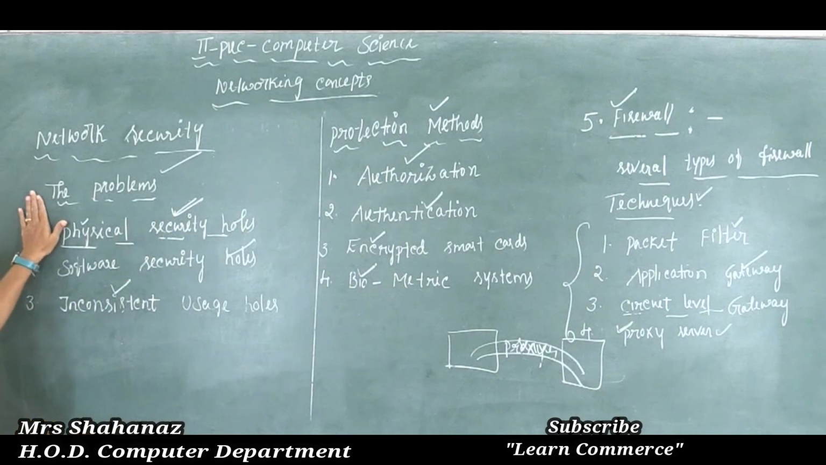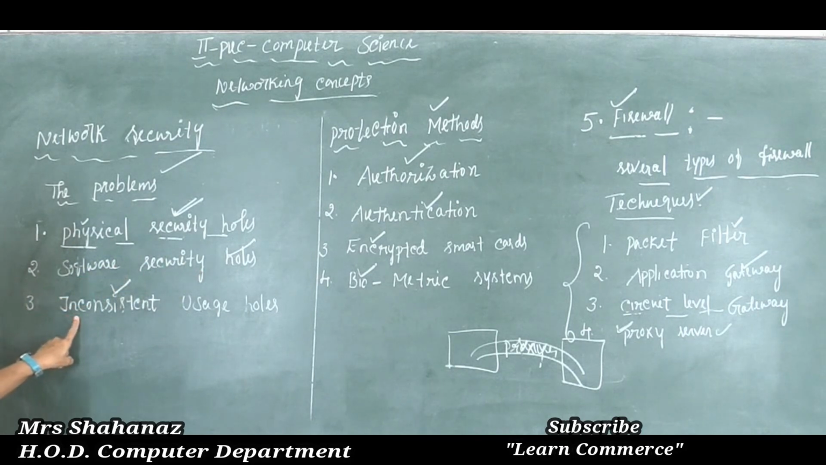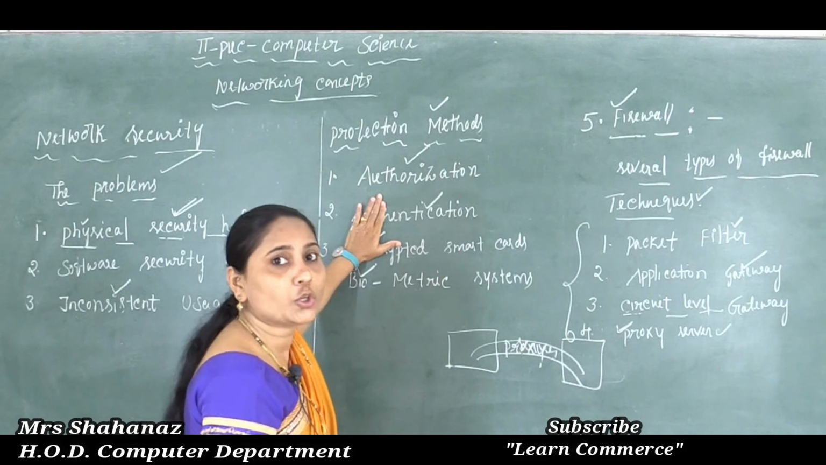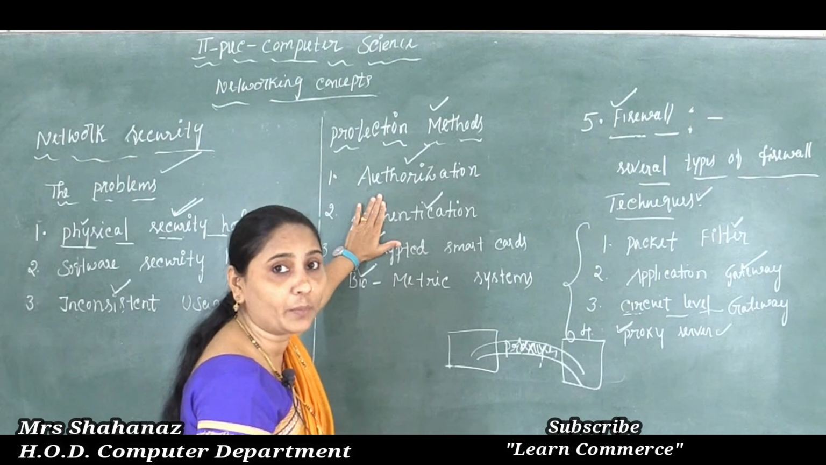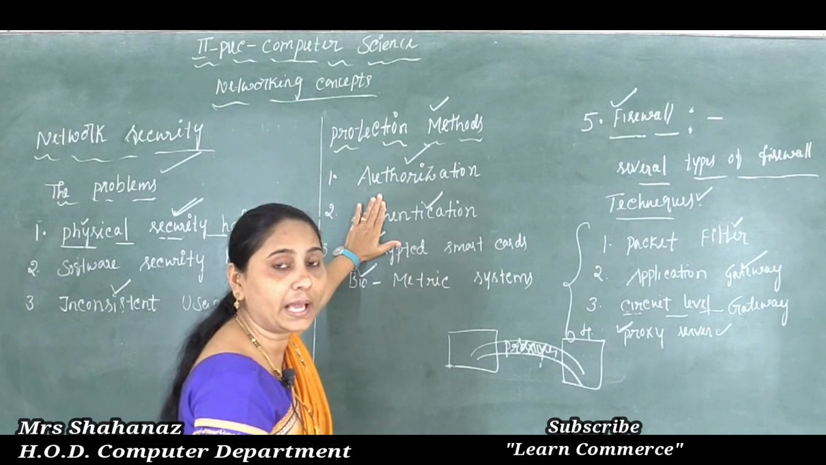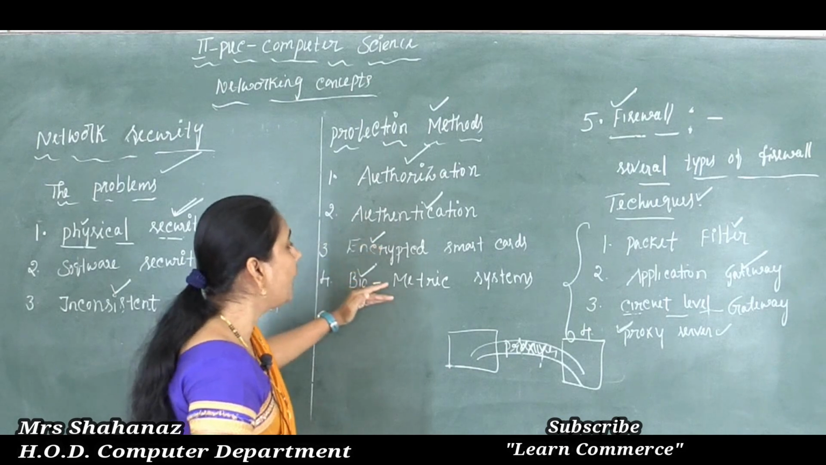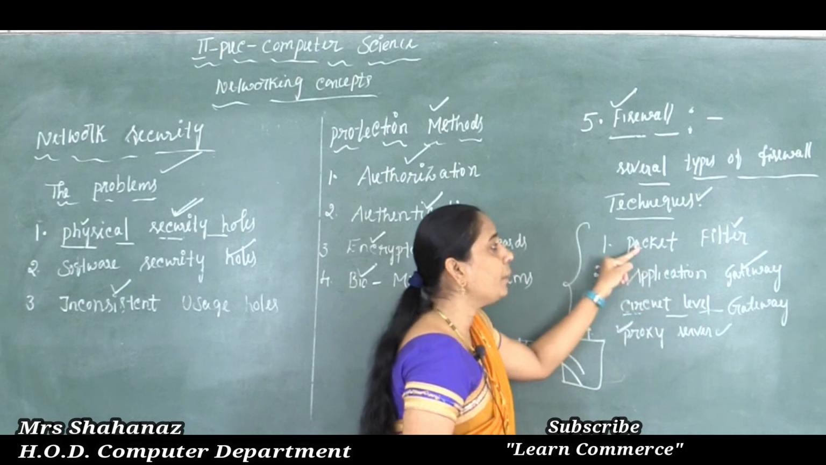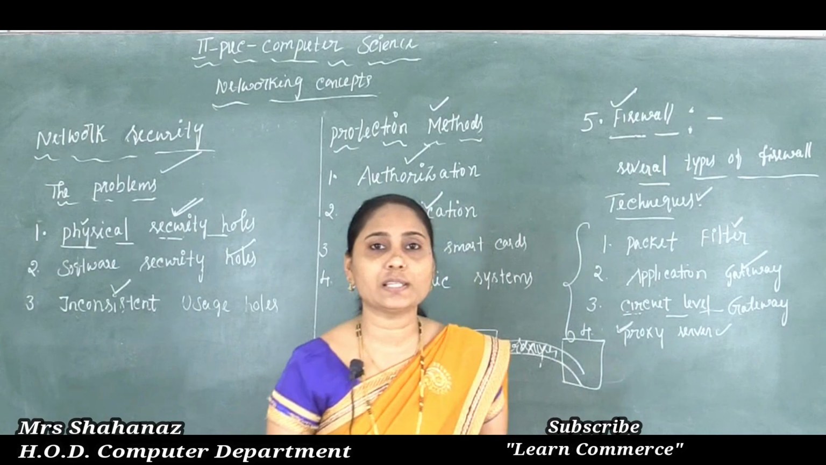So clear now about the problems that occur: physical security holes, software security holes, inconsistent usage holes, and all are addressed by the security mechanism techniques here. So the protection methods, how to provide protection: if you use all those methods properly, then by using such methods we can give some security to the network. Authorization, authentication, encryption, smart card, biometric system, and the firewall. And firewall contains some types like our packet filter, application gateway, circuit level gateway, and the proxy server. Thank you.